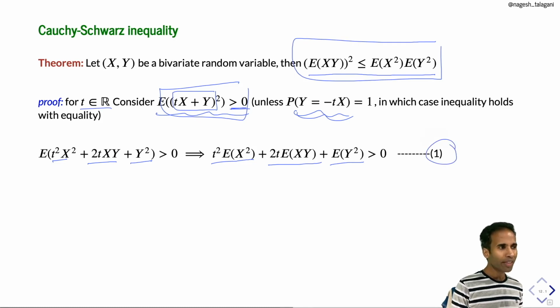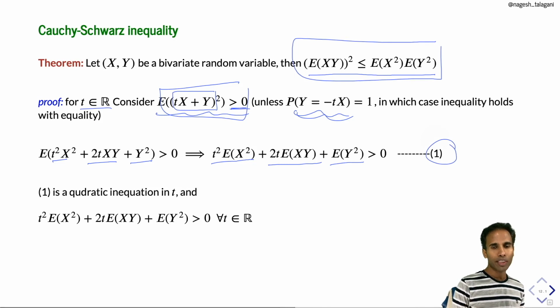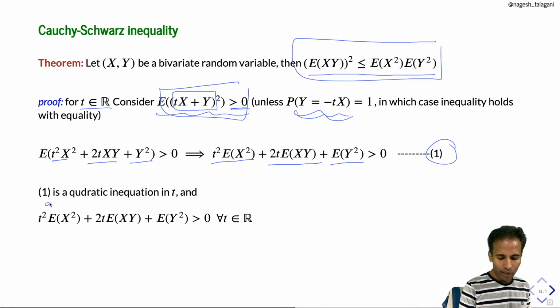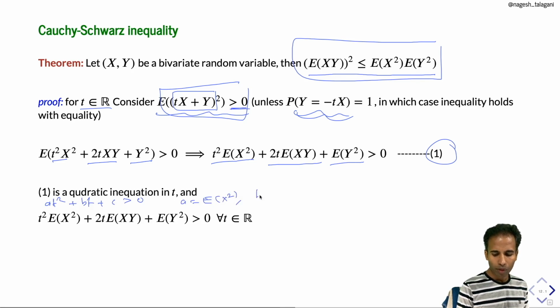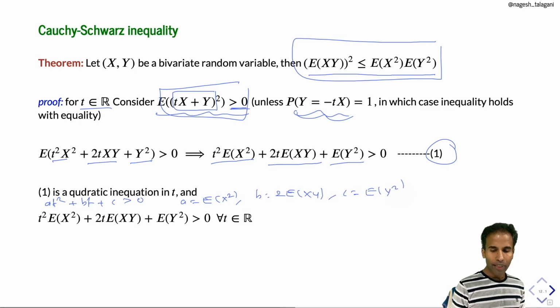So this 1 is a quadratic inequation in t. Okay, this looks like at square plus bt plus c positive. Here a equals the expectation of x square, b equals 2 times the expectation of xy, and c equals the expectation of y square. And this inequality is true for all t belonging to R unless this is the case, right?